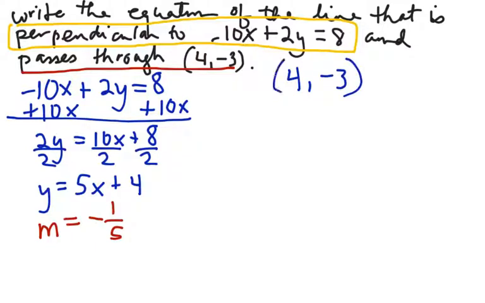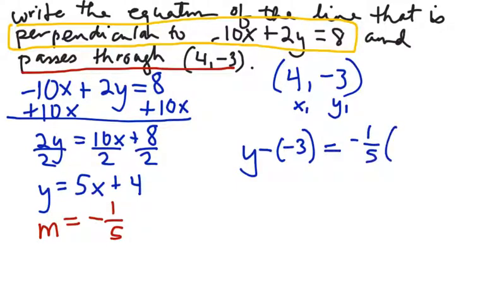And I can go ahead and name that my x1 and my y1. And I'm going to use the point-slope equation again to write my equation. So I get y minus negative 3 equals negative 1/5 times (x minus 4).